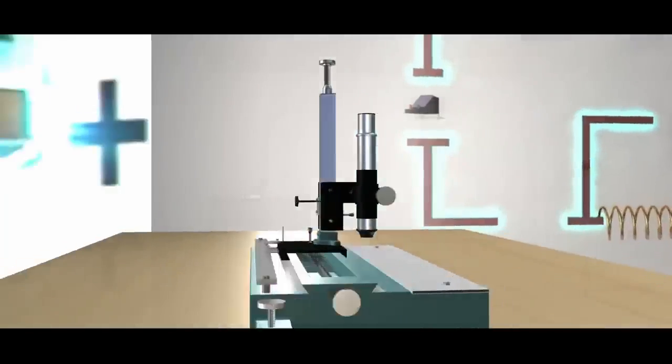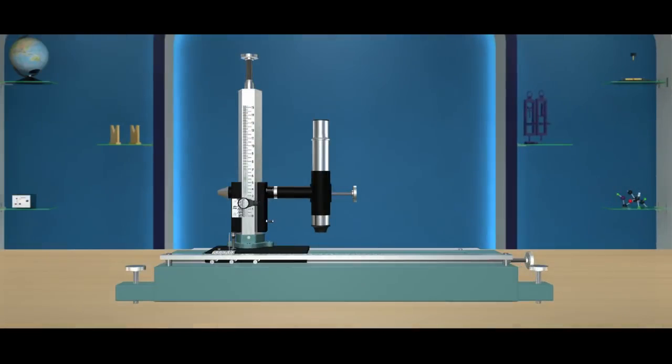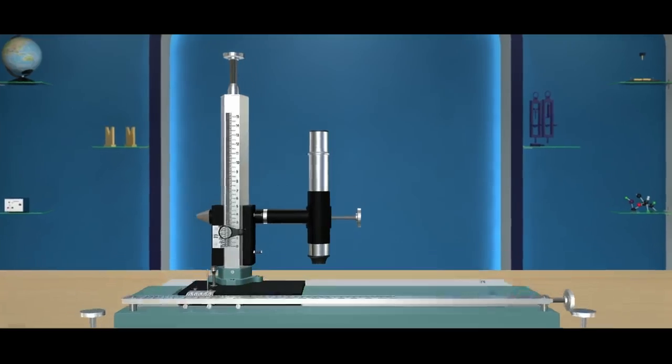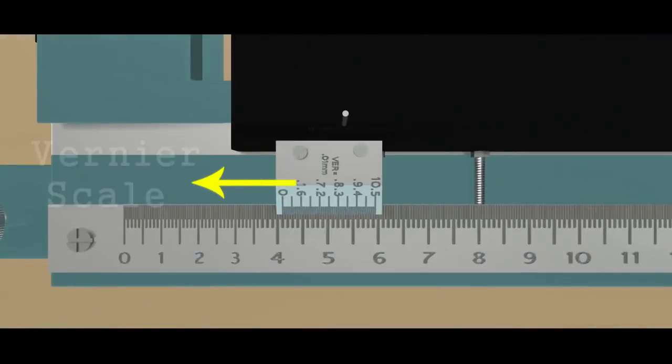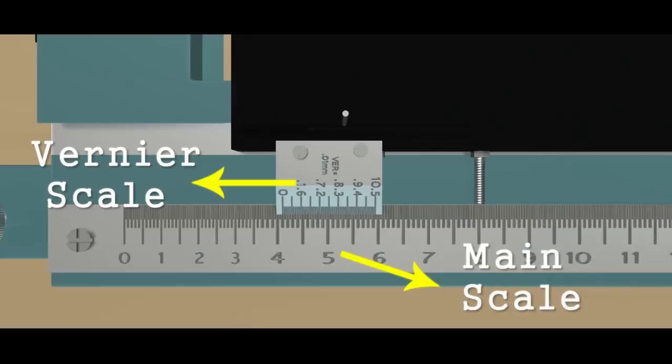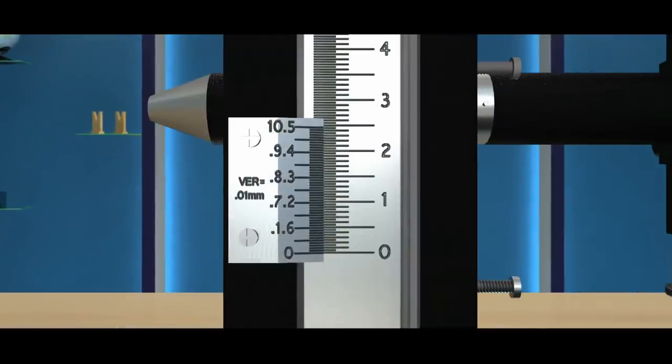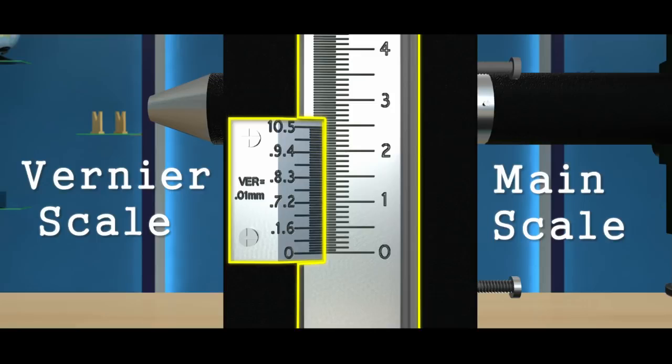A traveling microscope is a compound microscope fitted vertically on a vertical scale. The base of the traveling microscope consists of leveling screws, which help in adjusting the base horizontally. It can move up and down and left and right, carrying a vernier scale along with it. Here you can see the horizontal main scale and vernier scale. Similarly, you can see the vertical main scale and vernier scale. At any given position, the readings are taken by combining the main scale and vernier scale readings.